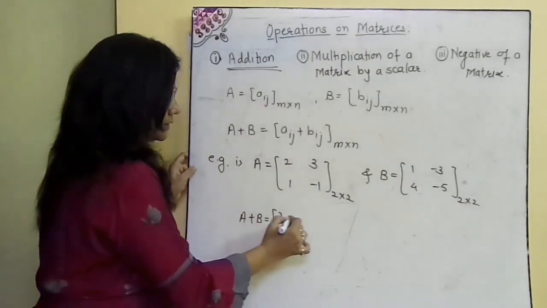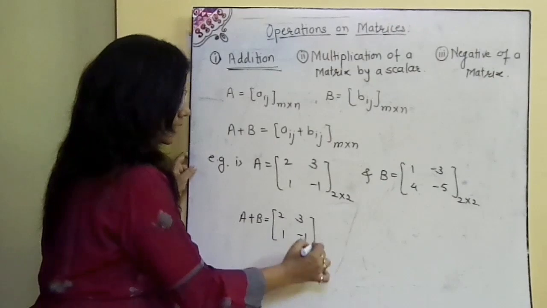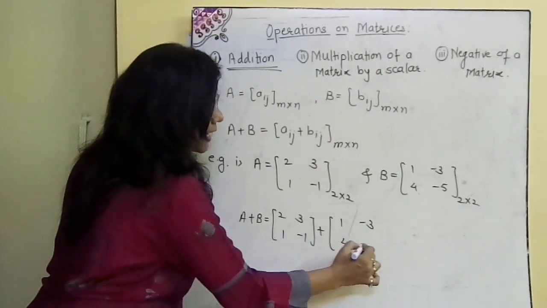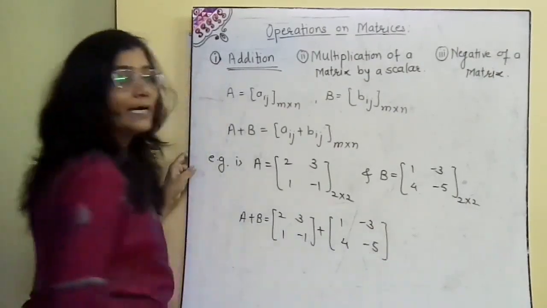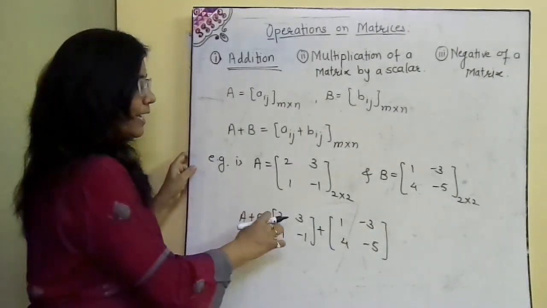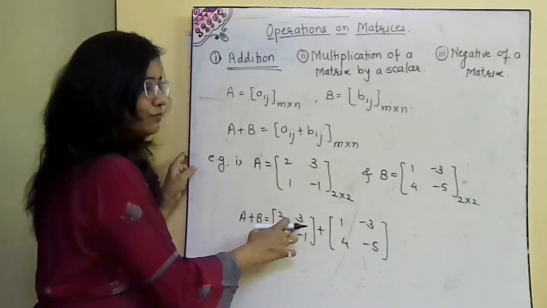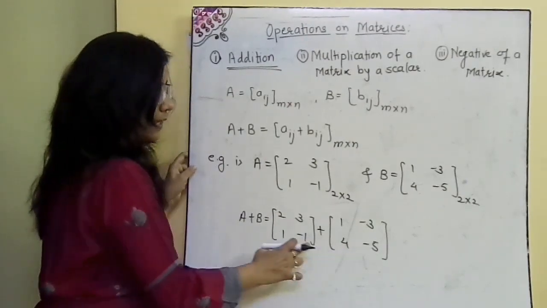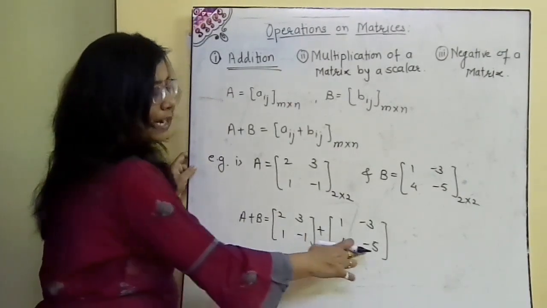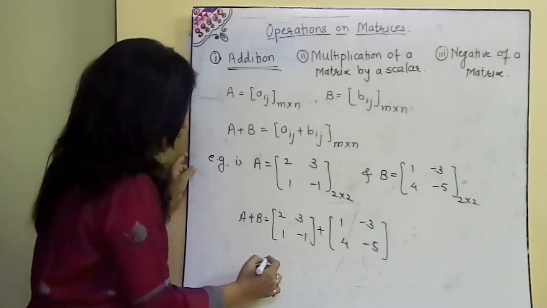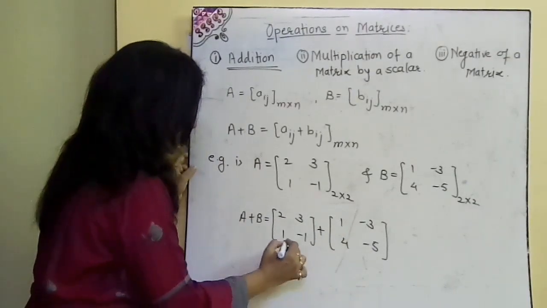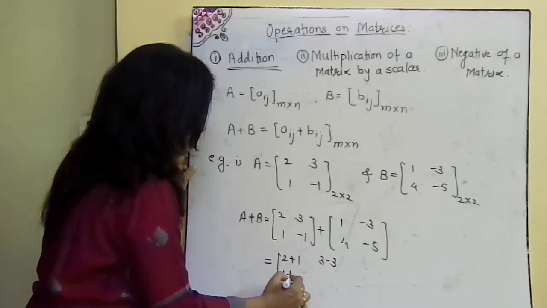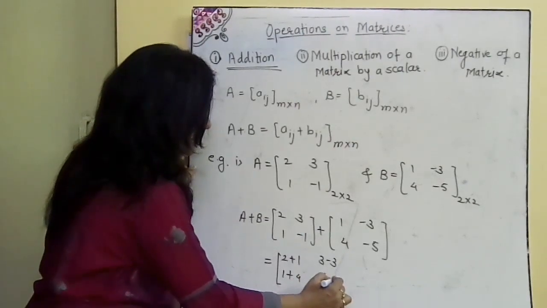So what do we have to do? We can add these two matrices as their orders are equal, and while adding the matrices, we have to add their corresponding elements. That means A11 will be added to B11, A12 will be added to B12, A21 will be added to B21, and A22 will be added to B22. So the corresponding elements we are going to add, that is 2 plus 1, 3 minus 3, 1 plus 4 and minus 1 minus 5.